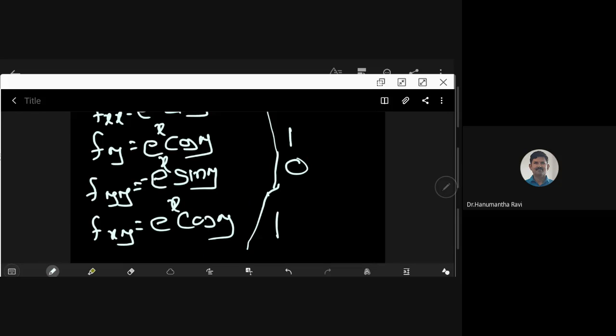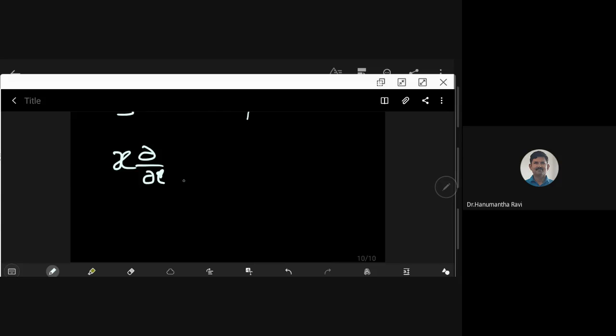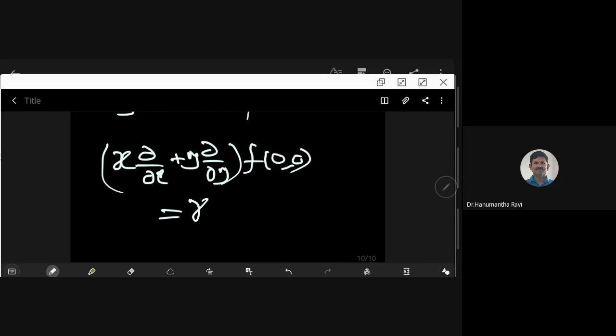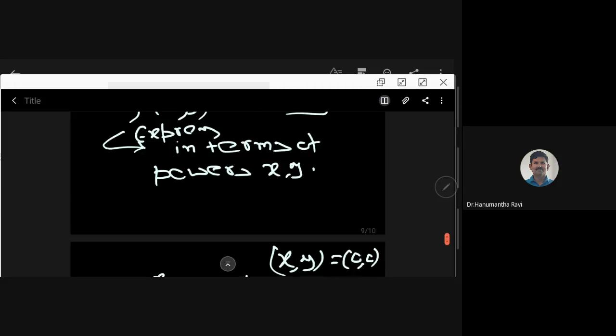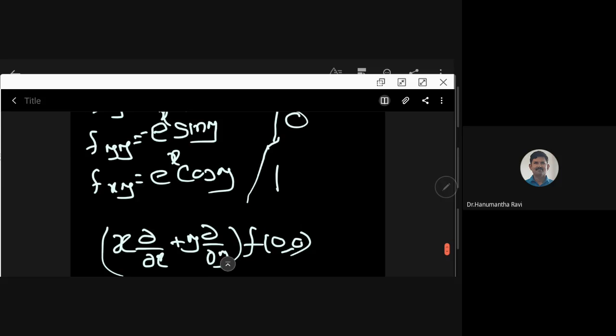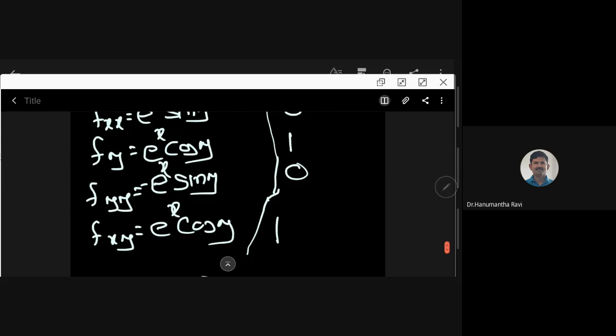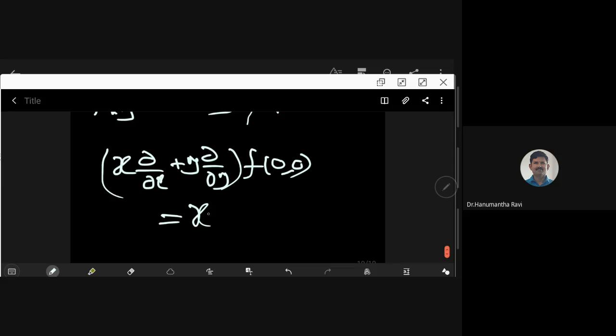So you can now straight away write x dou by dou x plus y dou by dou y, which I have given in the formula in the slides. So dou f dou x means fx at 0, 0. fx at 0, 0 is 0. Only fy is 1. So into 0 plus y into 1. That is the thing.